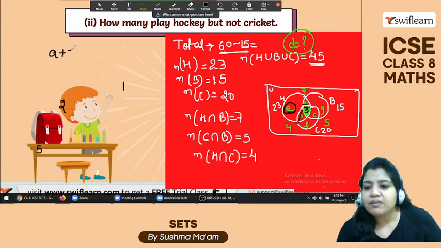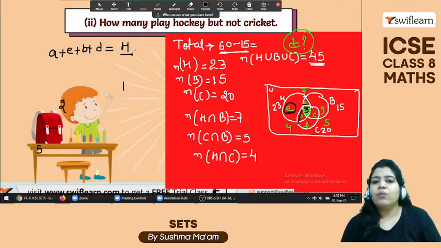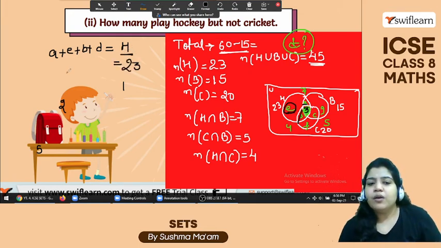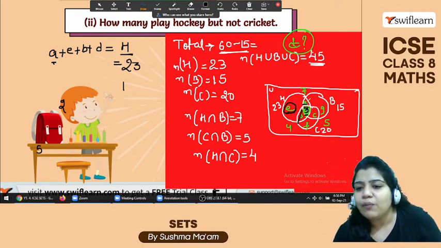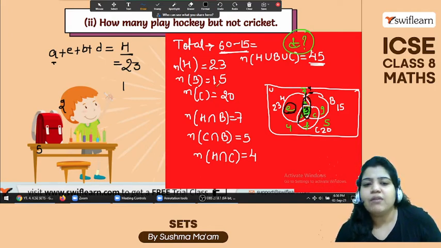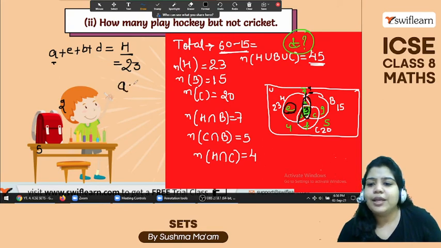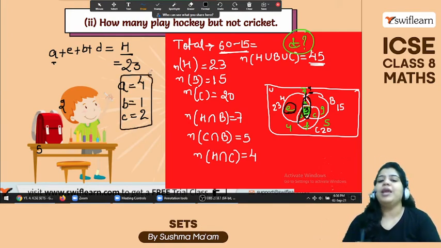We know A plus E plus B plus D is nothing but hockey. All of it comes in hockey. And what is the hockey value? That is 23. Here we know the A value we don't know, but if this is 3, then A value is 4 because this portion is 7. Similarly, we can find the B value. If this is 3, B value becomes 1 and C value becomes 2 because it's 5. So we got A, B, C.